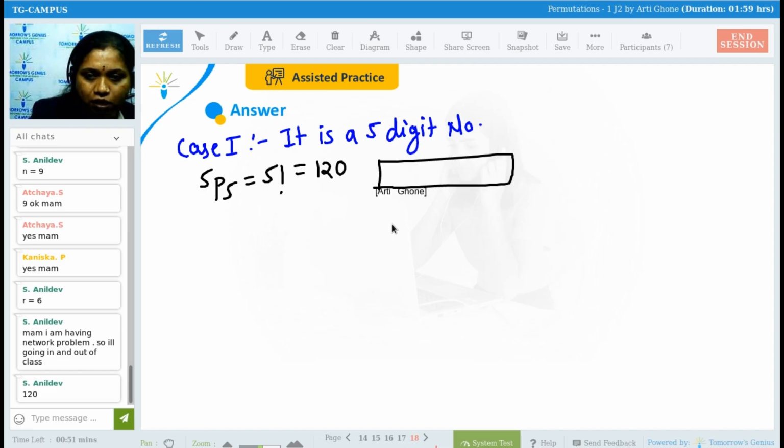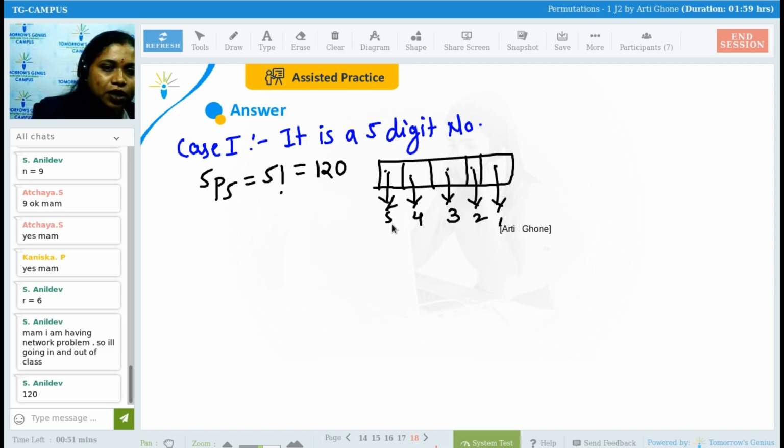So I am placing over here also 1, 2, 3, 4, 5. Okay. So this has 5 chances to fill. This has 4 chances to fill. 3 chances, 2 chances, 1 chance. All chances are acceptable. Now case 2. Understand.